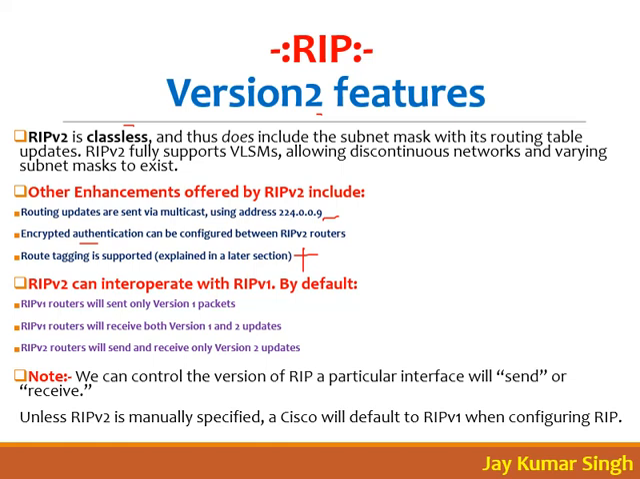A RIP version 1 router will send only version 1 packets. A RIP version 1 router will receive both version 1 and version 2 updates. Means if I am version 1 and you are version 2, I can receive your information, but I cannot share my information to you. A version 2 router will send and receive only version 2. So always keep in mind, if you are connecting two routers, the version must be the same for proper communication, otherwise you will have problems.